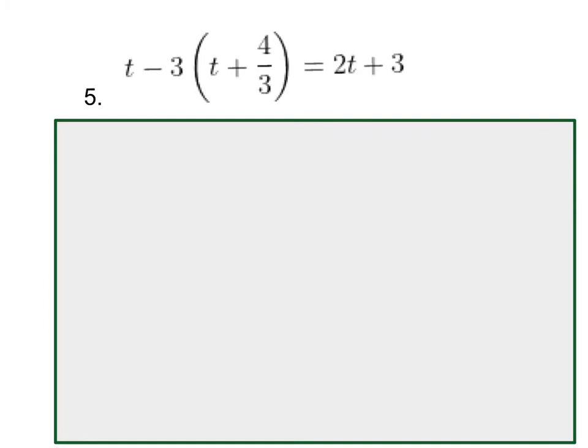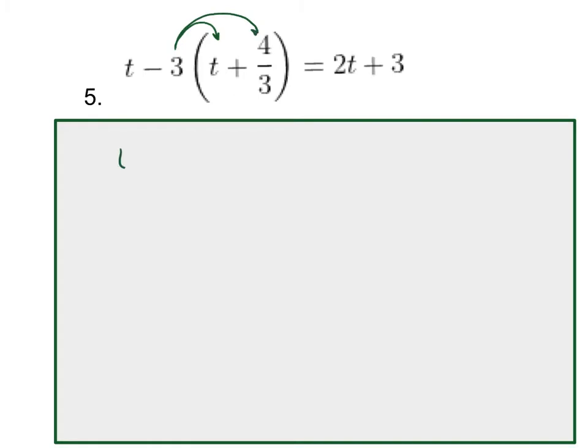All right, problem number 5 here. It kind of looks tough. Whenever I see these fractions, a lot of students panic. Don't worry. This is just distributing a negative 3 times this t, and then negative 3 times 4/3. Okay, so if we think of it in small steps, it can turn into a manageable problem.